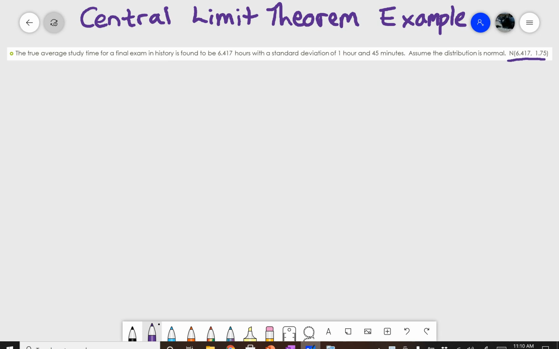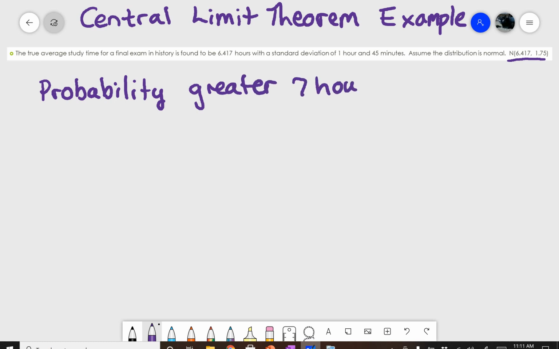So the first question is, what's the probability that if you select one person from the population at random, that they will have a study time of greater than 7 hours? So that's our first question. This is something you could have done back in chapter 2. It has nothing to do with the central limit theorem.